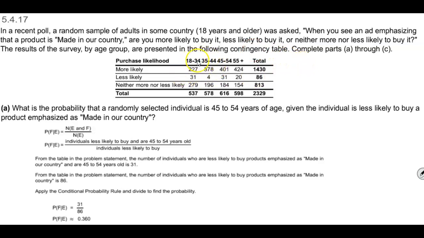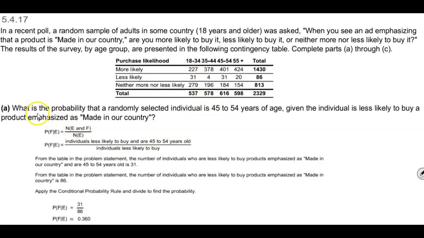So again, here you can look that the rows are the purchase likelihood, so you have more likely, less likely, neither more nor less likely. Then you have your columns. So you have 8 age groups. From 18 to 34, more likely are 227, less likely 31, neither more nor less 279. If you add those up, it gives you 537. Each age group gives you the following data, and then you have your total. So it's very important to closely take a look at the contingency table so that you're able to take that information and answer the following questions.